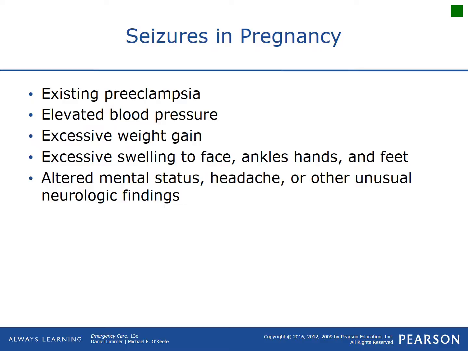In pregnancy, there is a condition called preeclampsia. Basically, this means that the patient has really high blood pressure. It's causing excessive weight gain and swelling of the face, hands, feet, everywhere, more so than normal. So preeclampsia means that the patient's blood pressure is very high.